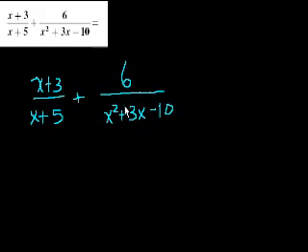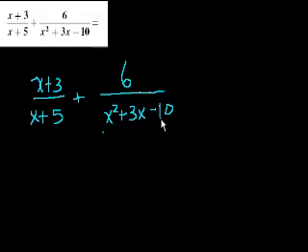When you add fractions, whether you're doing it with algebraic fractions or regular fractions, you have to find a common denominator. We have to find the least common multiple of the denominators here, but I have a suspicion that this x plus 5 goes into this. Let's see if I can factor this.